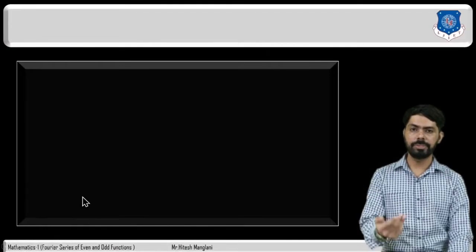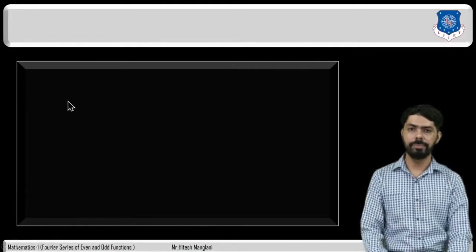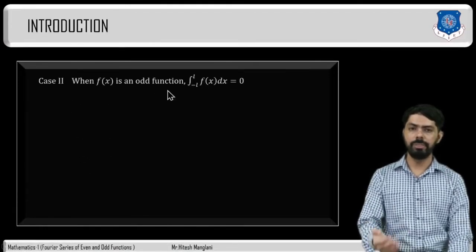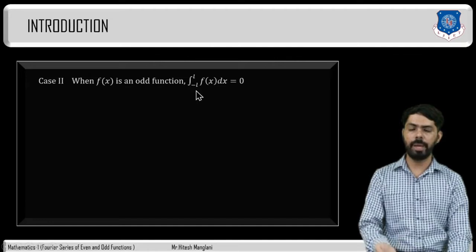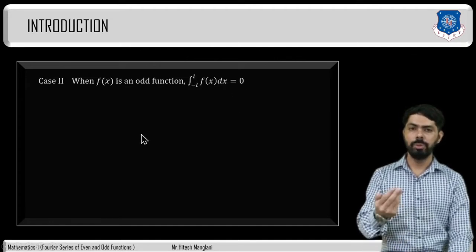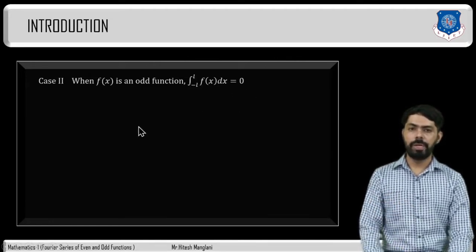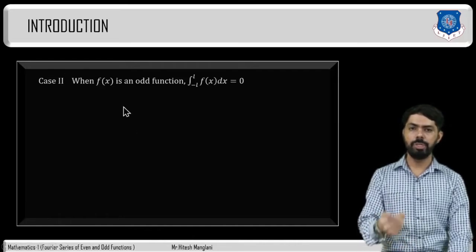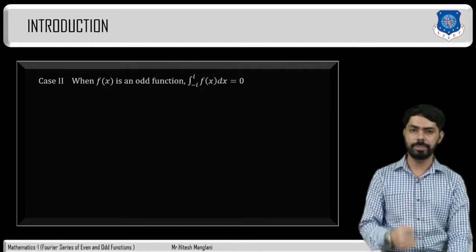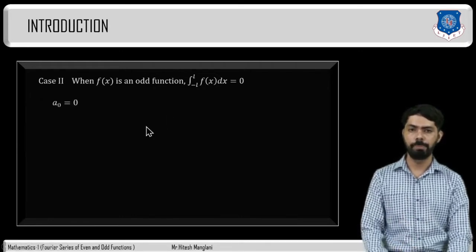Now, let us discuss the second case. When the function is an odd function, then we know that integration from minus L to L f of x dx is equal to 0. So here we will have to find out a0 in this case. We know the formula of a0, which is 1 divided by L integration from minus L to L f of x dx. But here f of x is an odd function, therefore integration minus L to L f of x dx will be 0, therefore a0 will be 0.